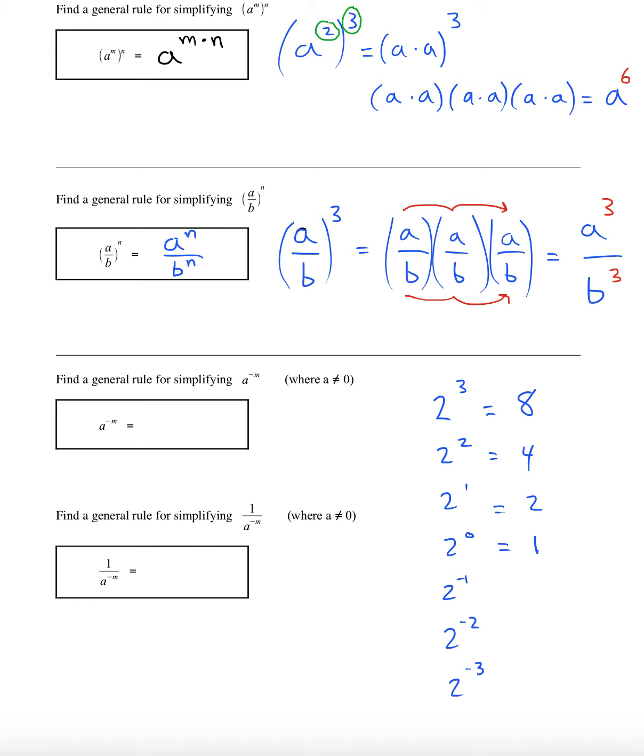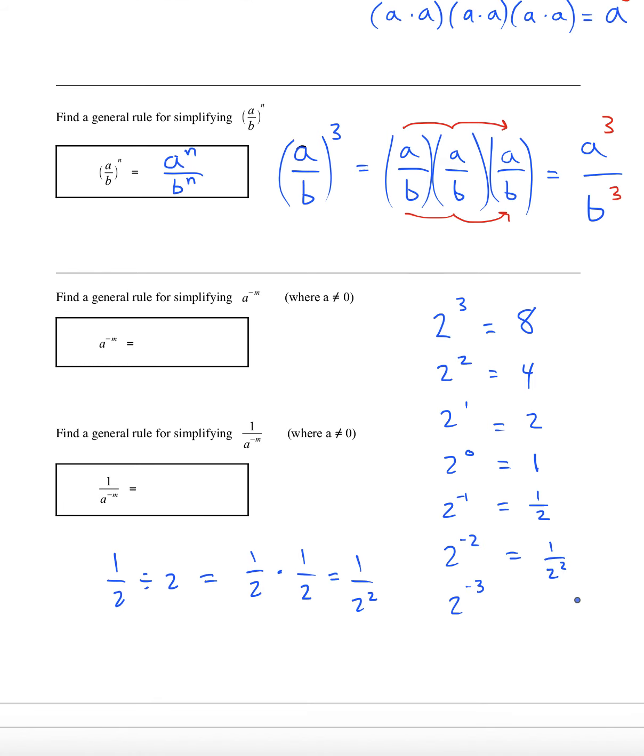But what if we keep the process going? Then we should divide the 1 by 2, and that would leave us with 1/2. Now we have to divide 1/2 by 2 as well, and how do you do that? Well, 1/2 divided by 2 is the same as 1/2 times 1 over 2. Which actually makes 1 over 2 squared. So that would be our result.